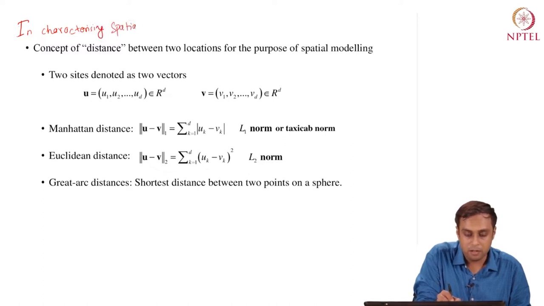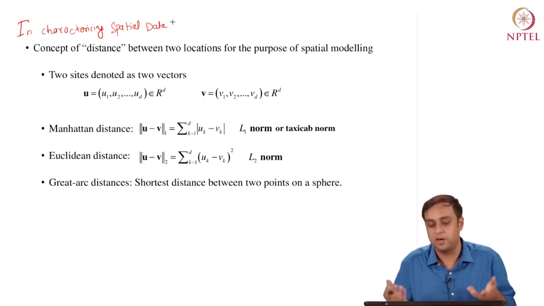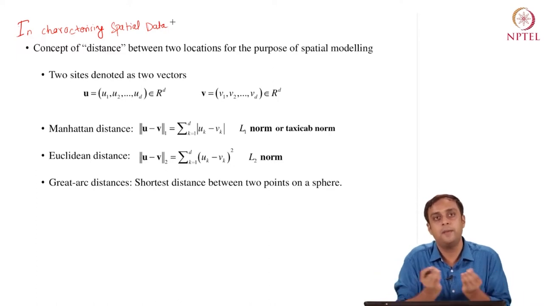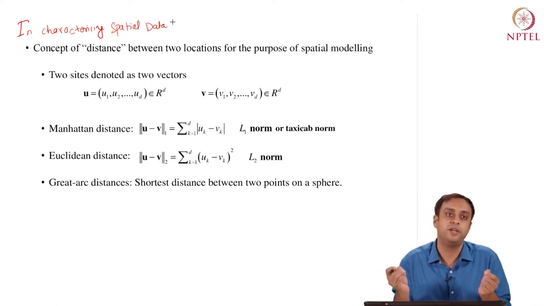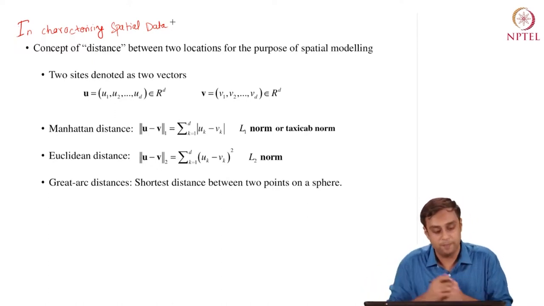in characterizing spatial data, the concept of distance between two locations is fundamental. So we cannot really model spatial data unless we are able to measure distance between any two given pair of locations where we observe data.